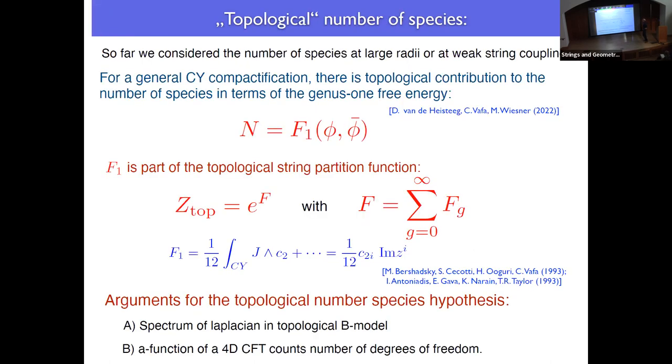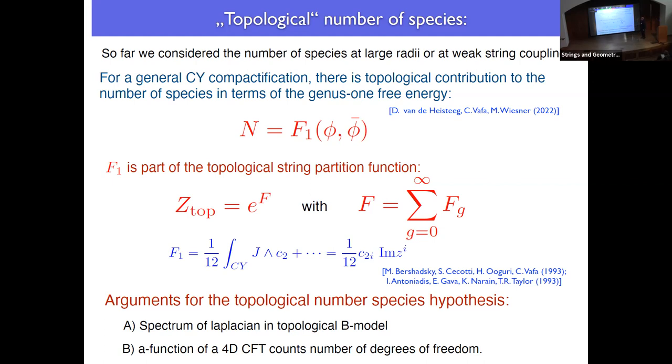Good. So so far, we have considered the number of species and the cutoff for the case that we are, so to say, at large volume, at large radii, or at weak string coupling. But let us now ask the question if we can also derive the species scale or the number of species for general Calabi-Yau compactification. And in fact, there's a very interesting proposal, which was made at the end of last year. And I just realized I missed one author. I'm missing one author here, so I really apologize for it. But in any case, there's this proposal of these four gentlemen.